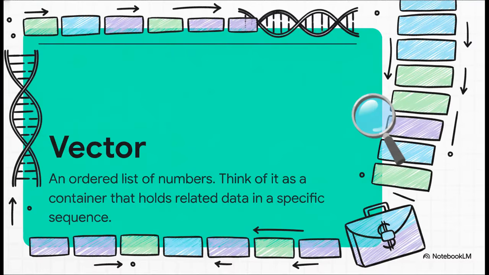The first building block we need to understand is the vector. Now, simply put, it's just an ordered list of numbers. But a much better way to think about it is as a container, a neat little package that holds a whole set of related data together. It's kind of like your portfolio's DNA, all bundled up in one compact object.